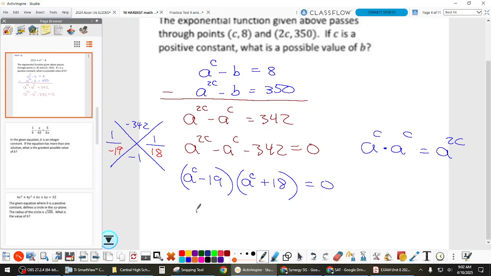Okay, so a to the c is 19. A to the c is negative 18. Right? And now you can plug one in. Because aren't they both possible values? Well, but look what it says. If c is a positive constant. So it has to be 19.